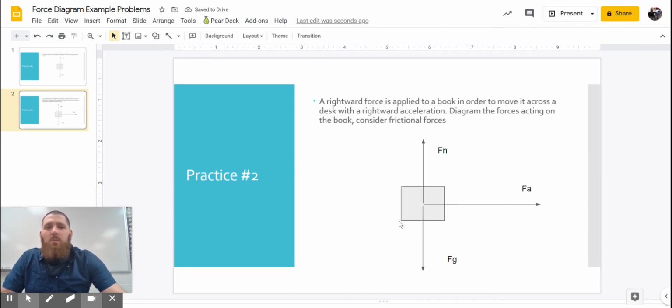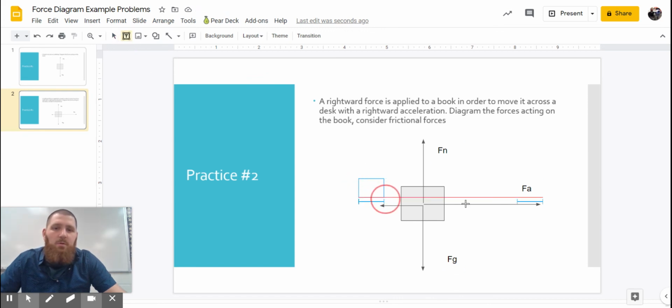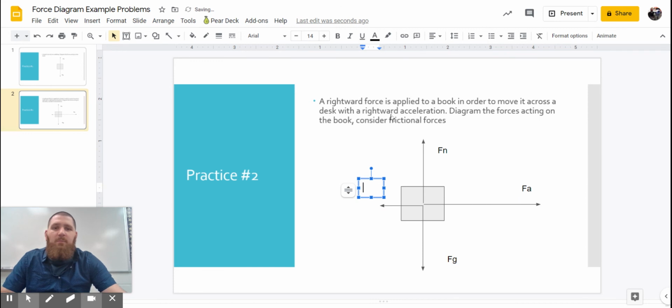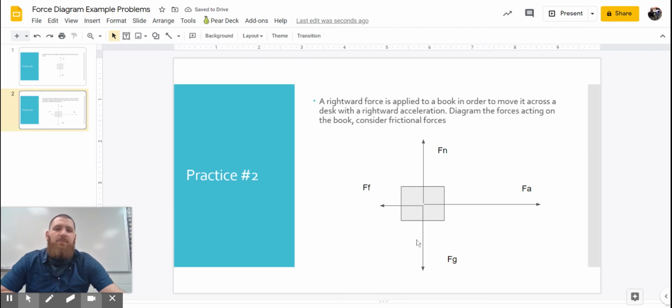And now we need our leftward force, because there is a leftward force. They tell us right here, consider frictional forces. We know from our notes that frictional forces will oppose the direction of motion, or be opposite to it. So we're going to draw that in now. Again, I'm going to make sure that my rightward force is clearly my biggest force. I'm going to make my frictional force much smaller because we have this rightward acceleration. We need to be clear that our rightward force is the largest force. And then I label my frictional force FF.